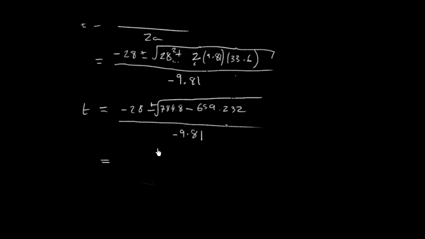We have 784.8 minus 659.232, and these are all exact numbers. I haven't rounded up anything yet. The square root of the answer is 11.2057. So I'm going to write it like that. Minus 28 plus minus square root of 11.2057, etc. And I'm going to memorize that number. Shift store A.